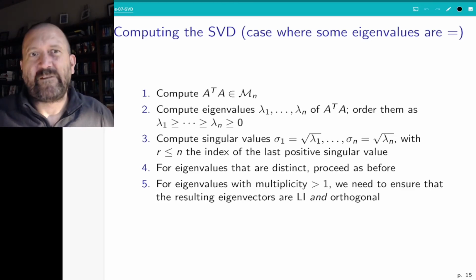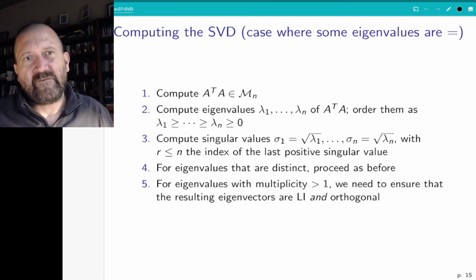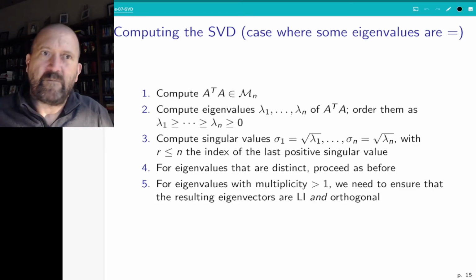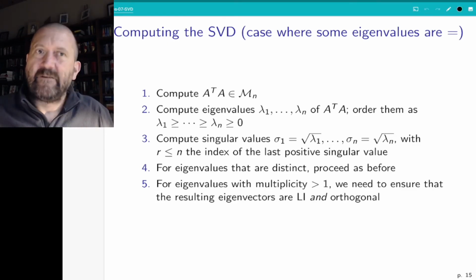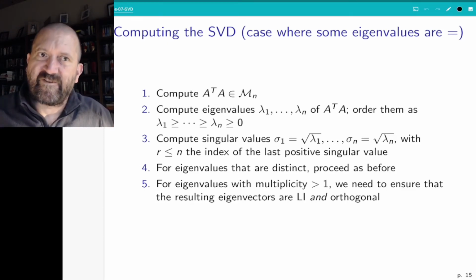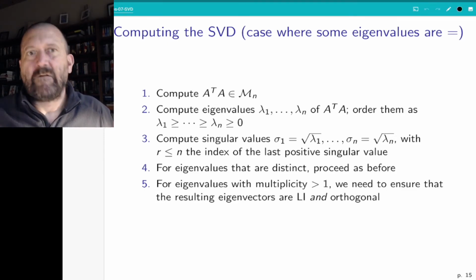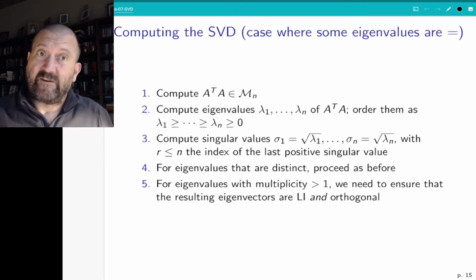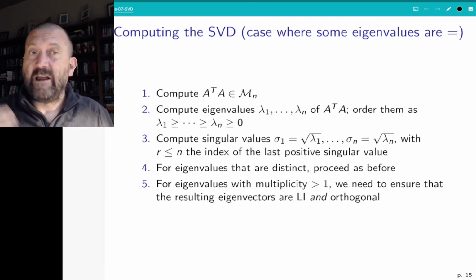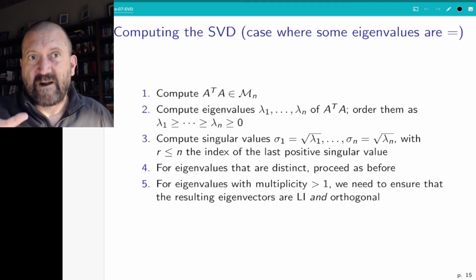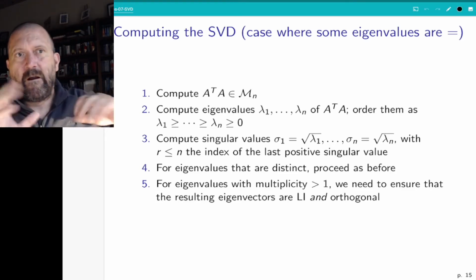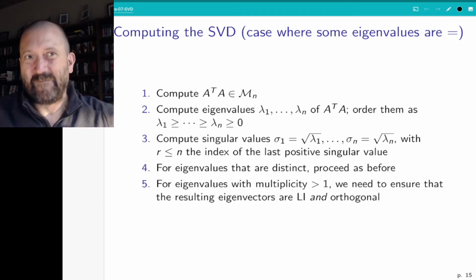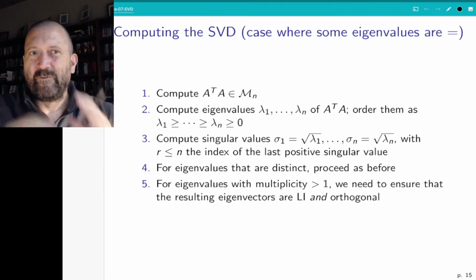So you compute your matrix A transpose A, you compute the eigenvalues lambda 1 to lambda n of this matrix, and you order them by decreasing values. Now the inequalities are not strict because I'm allowing some of those eigenvalues to be equal. Compute the singular values by taking the square root of the eigenvalues. And remember that we define the index r as the one where singular values, and therefore eigenvalues as well, switch from being positive to being equal to 0.